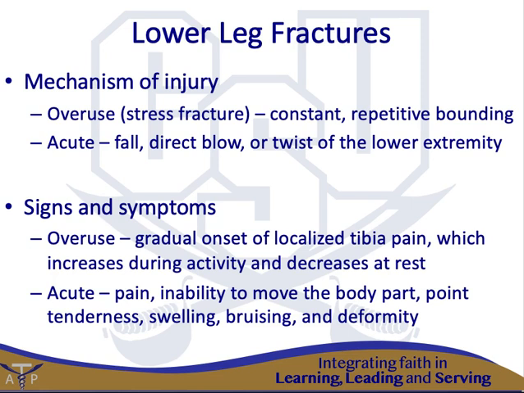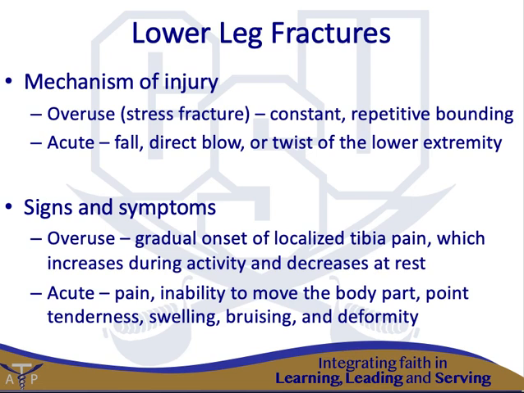The fractures can occur anywhere on the bone, but the tibial shaft, usually the distal third of the tibial shaft, is most commonly fractured. When we look at mechanism of injury for lower leg fractures, we need to separate them between overuse and acute. So when we look at overuse or stress fractures, these occur due to constant repetitive bounding of the foot on the ground.